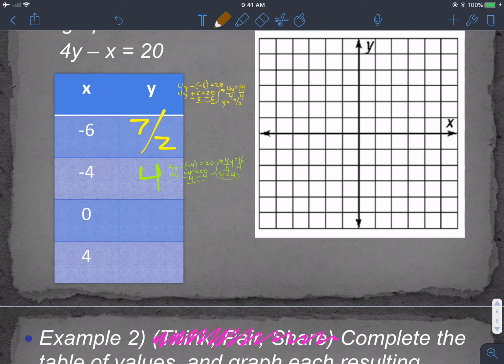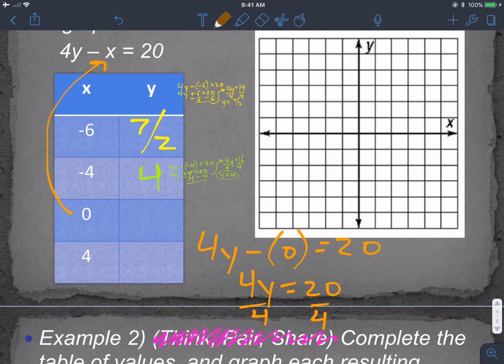They give you these problems and you have to do 4 numbers, so you're just going to do it again. But maybe they give you a nice one like 0. So now I'll write 4y minus 0 equals 20. Well, the 0 is just basically going to drop out, so it becomes 4y equals 20. Divide by 4, and I get y equals 5.